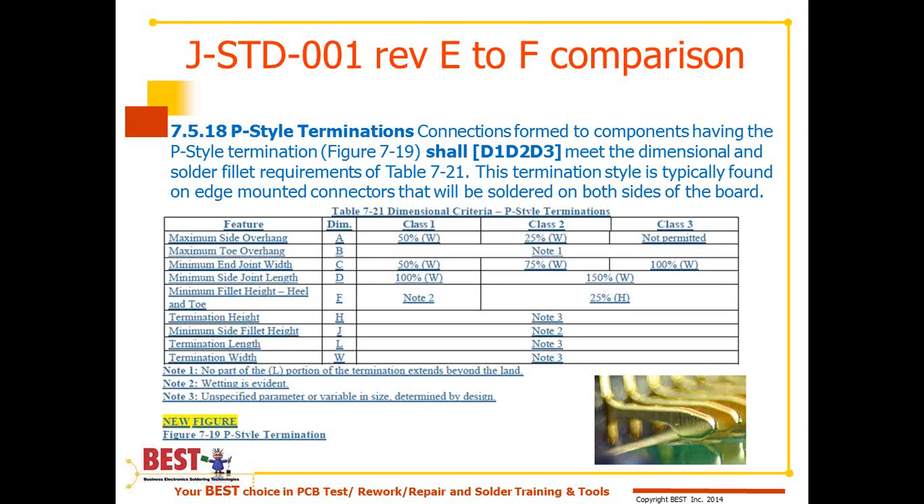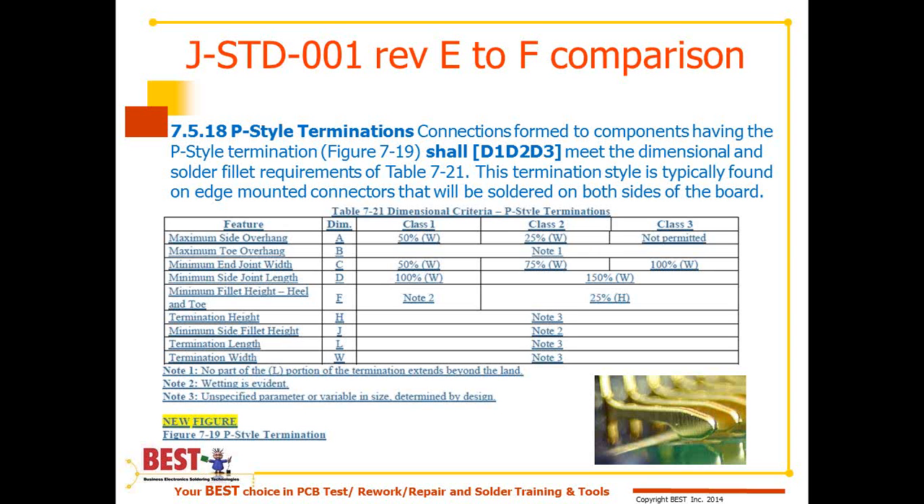And we also added a new edge style connector. This is a P-style termination. This is under 7.5.18. And the connections here are formed to components that have a P-style termination, and they shall meet the table requirements. So this table, table 721, is brand new.